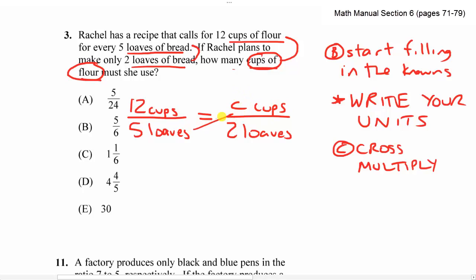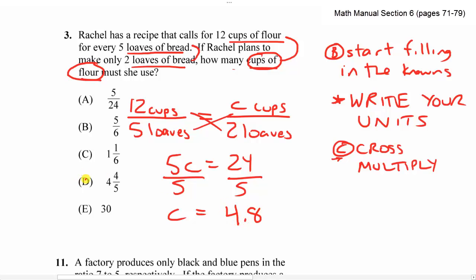What do I do to solve? I cross multiply. This is the third step here. So 5C equals 24. Divide by 5. I get C equals 24 over 5. 24 divided by 5 is 4.8, which is this answer choice right here, answer choice D.